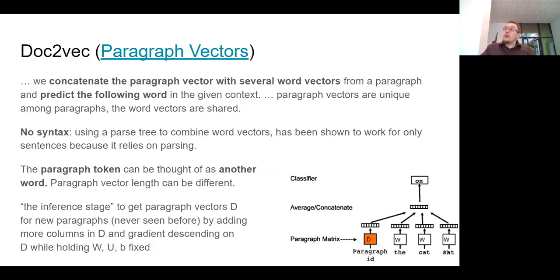What can we do to be able to retrieve the embedding for a text? And the idea came from the same authors, I think 1 or 2 years later. And the model was later called doc2vec, document to vector.